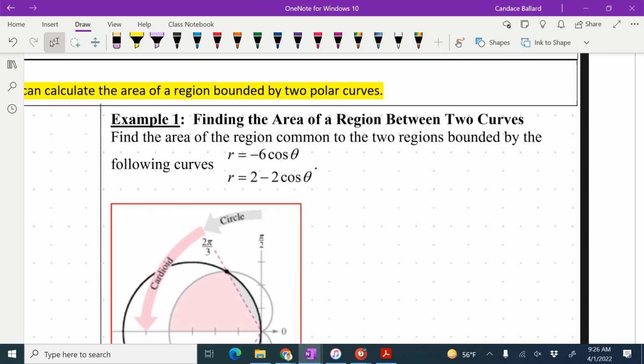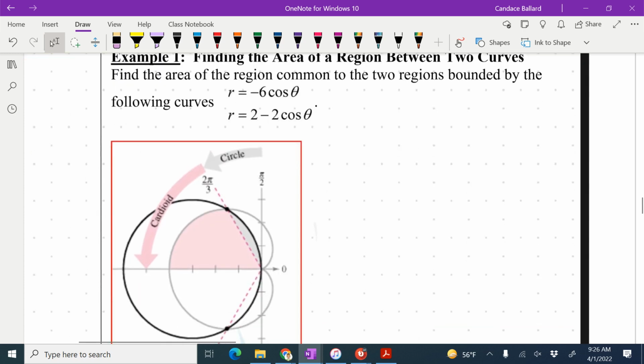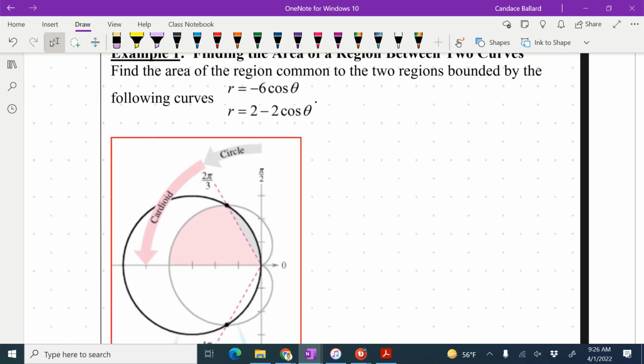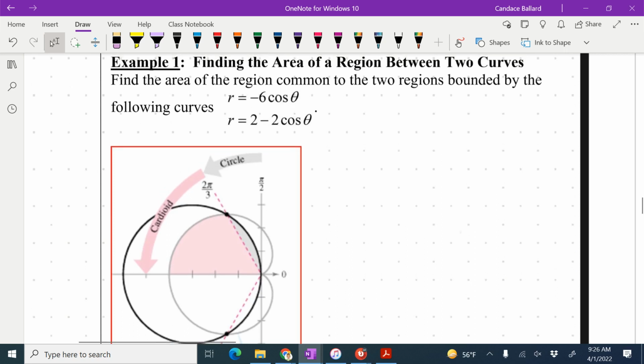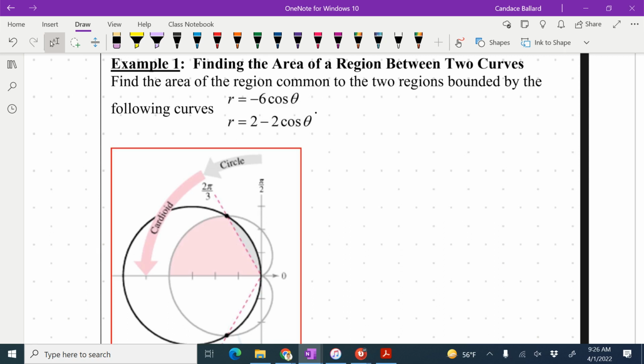All right. So we've got to find the area of the region between 2 curves. It says find the area of the region common to the 2 regions bounded by the following curves. R equals -6 cosine theta and R equals 2 minus 2 cosine theta. The picture is somewhat deceiving. Don't highlight what I'm going to highlight. I'm just going to show you because we're going to scribble all over that picture.